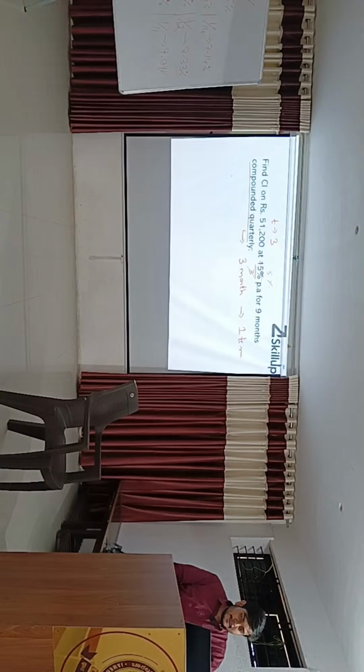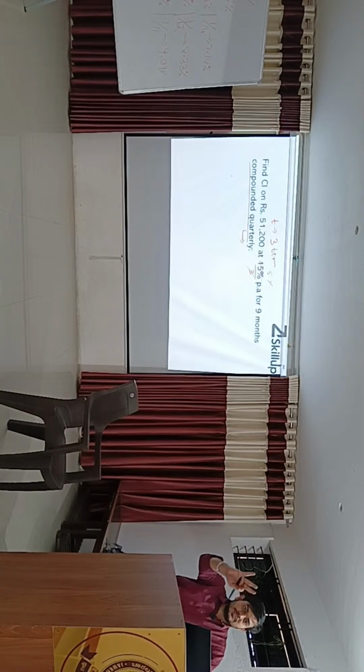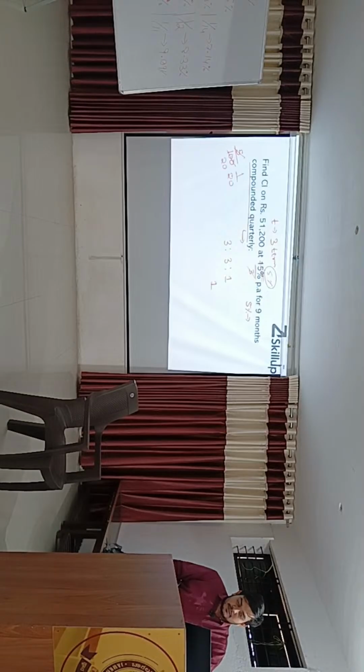Now, 3 terms are there. How many terms are there now? Time? 3 terms. 3 terms means what is the ratio? 3 is to 3 is to 1. What is 5 percentage? 5 by 100. That is 5 ones are 5, that is 1 by 20. 1 rupee will become 20 rupees. Multiple of 20, next one into 20.